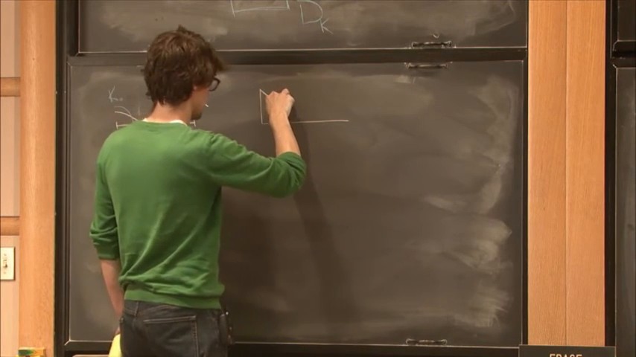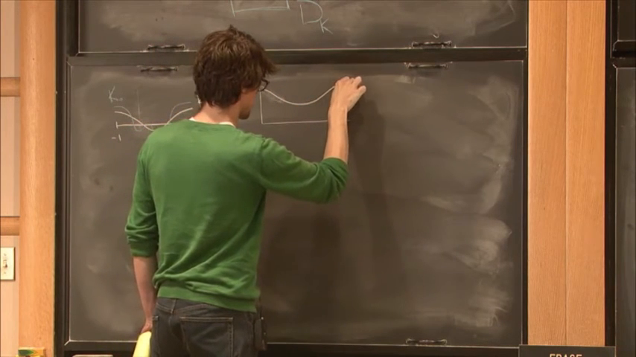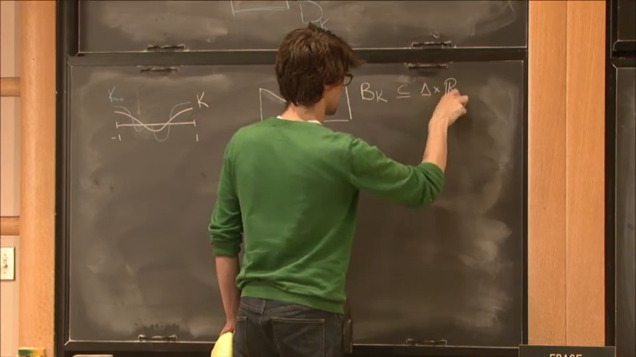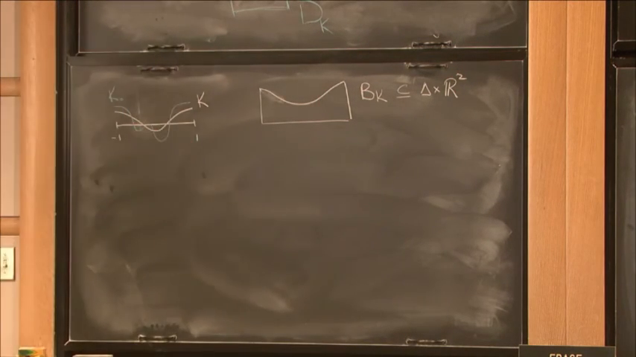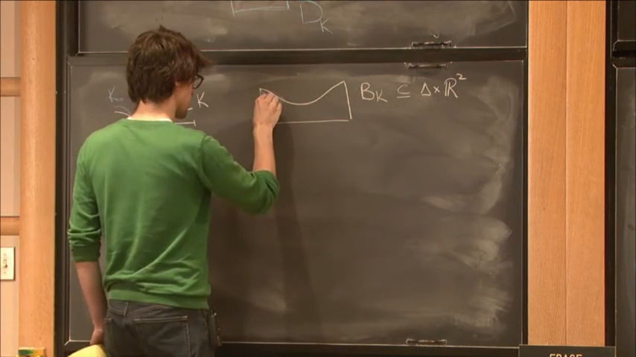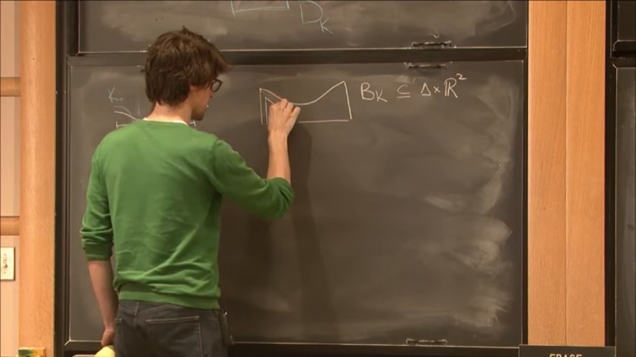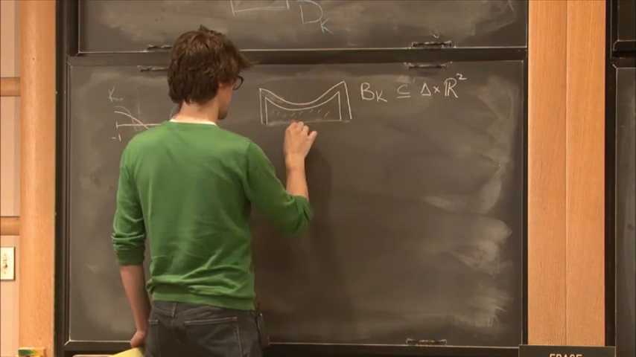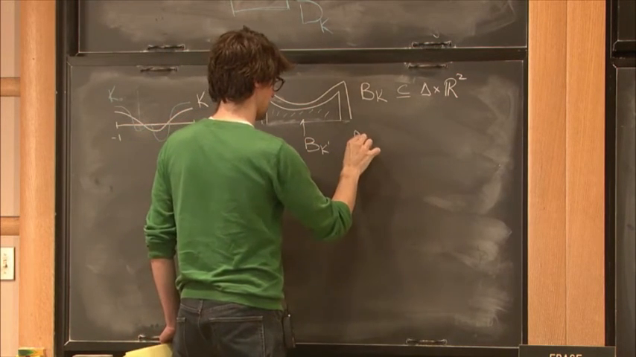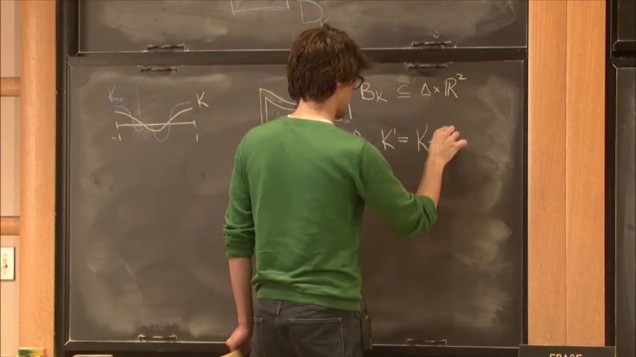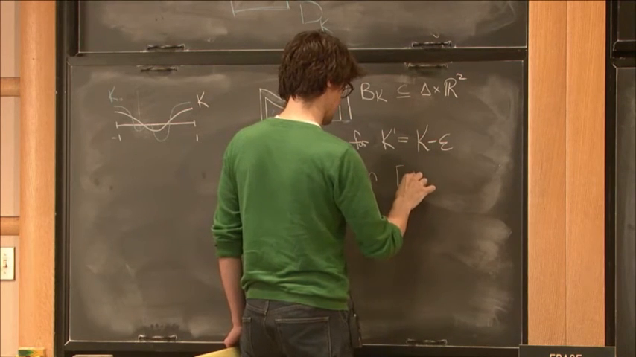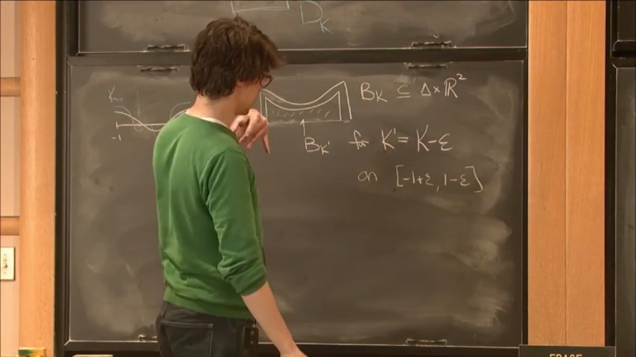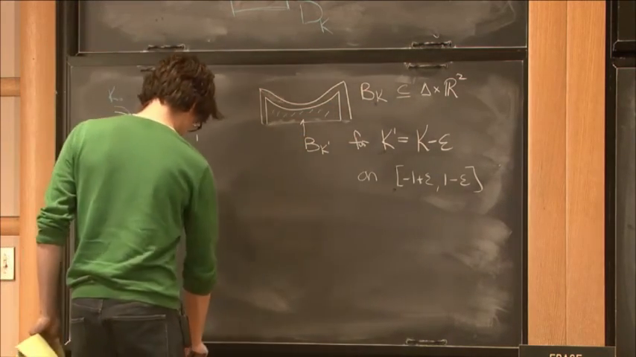So that means we should draw BK something like this. So this is the region BK as a subset of this interval times R2. And inside BK, we're going to consider something like this. In this region here is BK prime for K prime equaling K minus epsilon on negative 1 plus epsilon, 1 minus epsilon. And since K prime on this region is less than or equal to K, with this interval, we have this genuine contact structure in here.